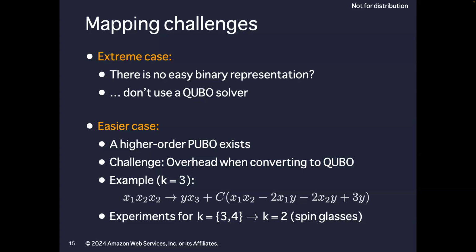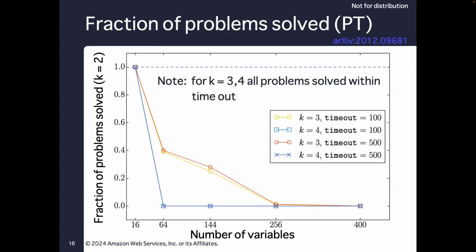and converted them to second-order polynomials, just random spin glasses. And we looked at the fraction of problems solved. We didn't even bother with time to solution because it was so hard. And what I can tell you is the following. If you ran, in this case, a classical optimizer, we just use parallel tempering Monte Carlo, on the third and fourth order polynomial problems, then we were all able to solve them within the timeout that we had set.